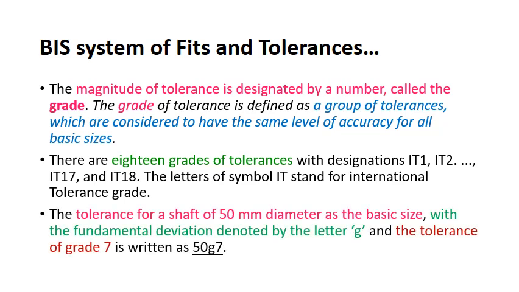For example, there is a shaft of 50 mm basic size diameter. I want to designate the tolerance grade. If the fundamental deviation is denoted as G and the tolerance grade is 7, it is written as 50G7. Okay, lowercase is meant for shaft. You can also evaluate the tolerance to be applied for this 50 mm from the table that we will see.